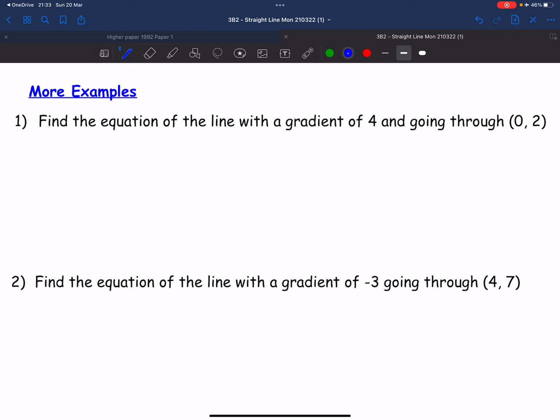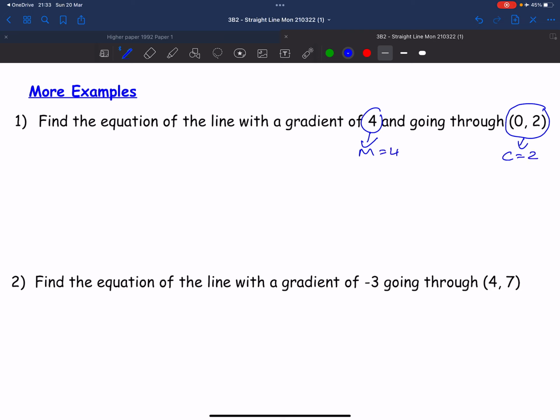Hi guys, let's take a look at some examples just to refresh our memories about finding the equation of a straight line. What you need to remember is that to find the equation of a line, all you need are two things. You need the gradient and you need a point that's on the line. This first example, I have that. I know here that the gradient is 4, and I know that the y-intercept is 2.